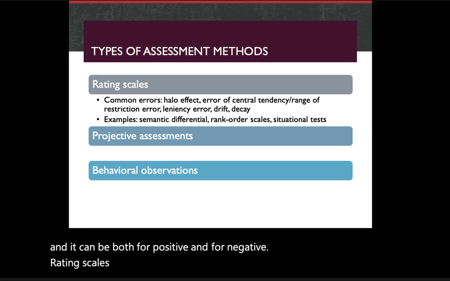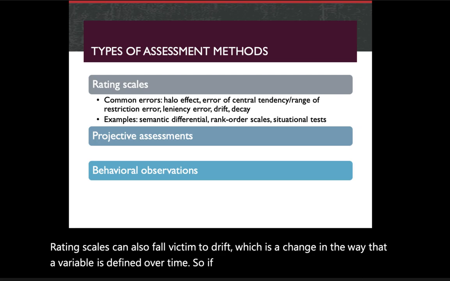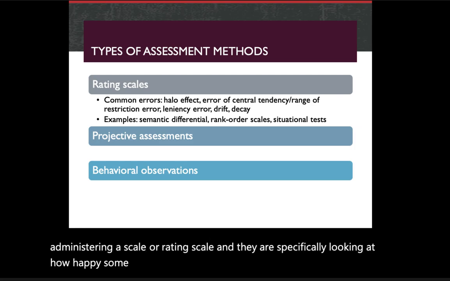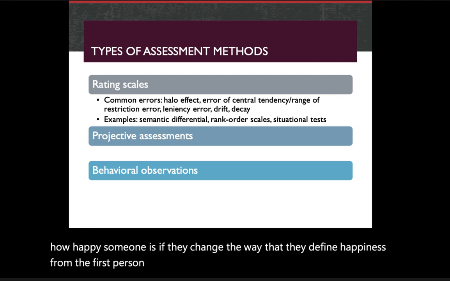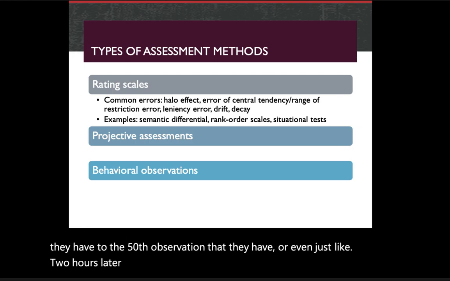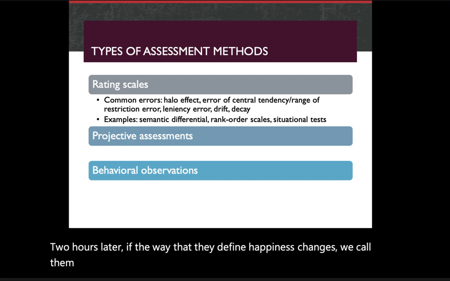Rating scales can also fall victim to drift, which is a change in the way that a variable is defined over time. If you have someone who is administering a rating scale, and they are specifically looking at how happy someone is, and they change the way that they define happiness from the first observation they have to the 50th observation, or even just 2 hours later, we call this drift. And this is an error in how that person is being rated.